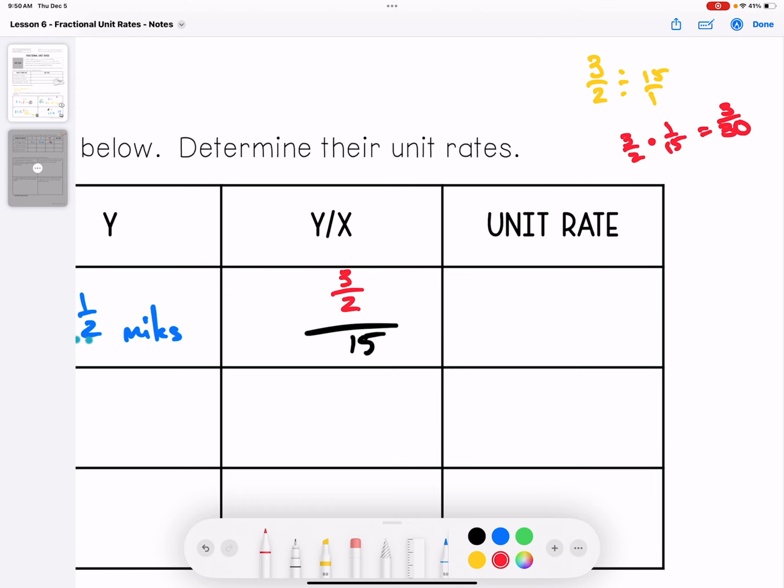3 will go into 30 ten times. 3 will go into 3 one time. So the answer would be 1/10. So your calculator also would have told you 1/10. It may also have said 0.1. I don't know. If it said 0.1, that is 1/10. So it is 1/10 of a mile per minute.